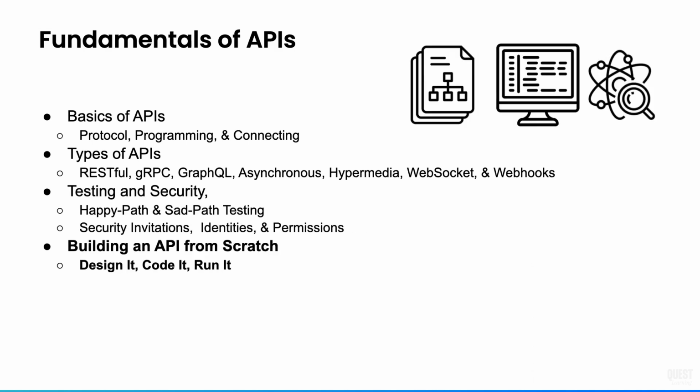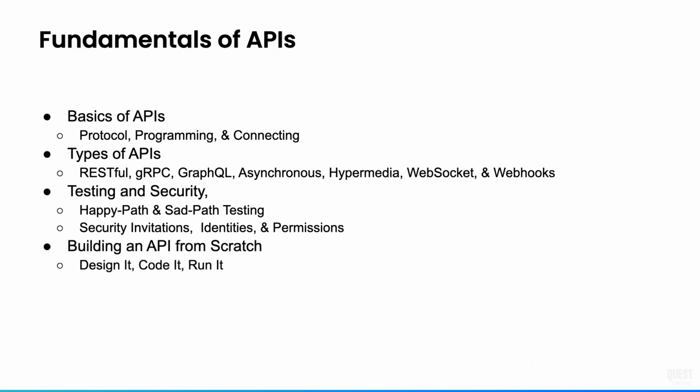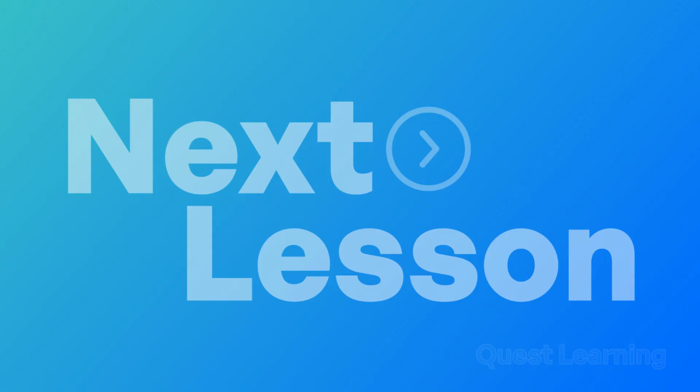Finally, we'll build an API from scratch using all the things we've learned in this course. We'll focus on design assets, we'll turn those design assets into code, and then we'll make sure that code is production ready to run. And that's how we're going to focus on the fundamentals of APIs. So, let's get started.